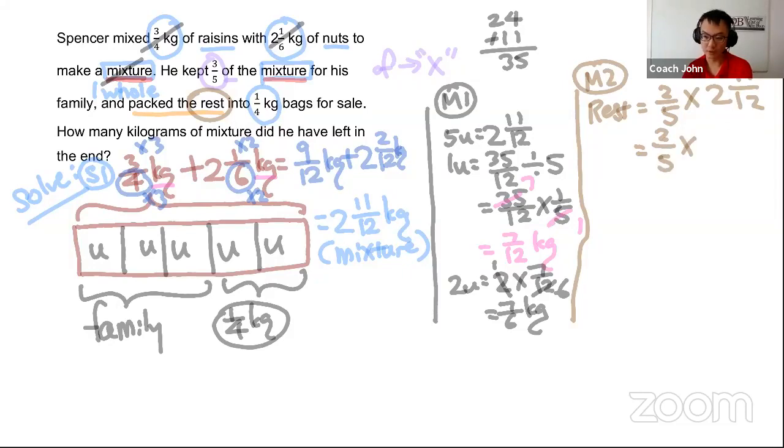2 times 12 is 24. 24 plus 11 is 35. So it's 35 over 12. So let me do cancellation. 2 divided by 2 is 1, 12 divided by 2 is 6, then 35 divided by 5 is 7, 5 divided by 5 is 1. So we are still over 6 kg.